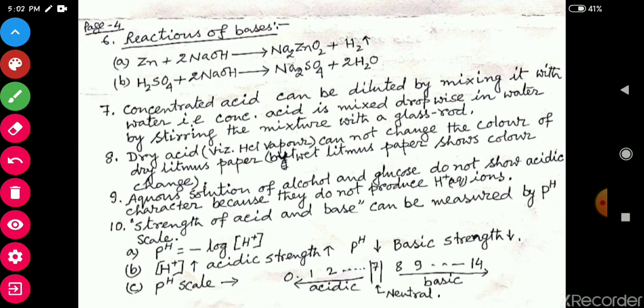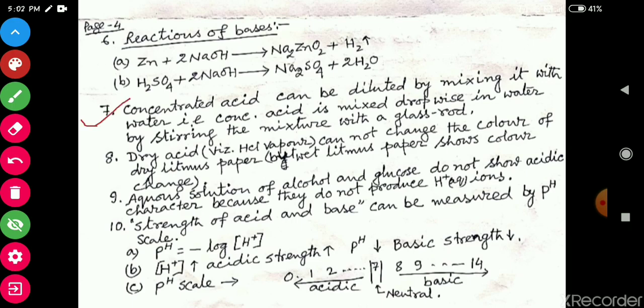Bases also react with metal to give metal salt and hydrogen. For example, zinc plus 2 NaOH gives Na2ZnO2, sodium zincate, and hydrogen. Again, in a similar reaction, when a base reacts with H2SO4 or any other acid, it produces salt and water.